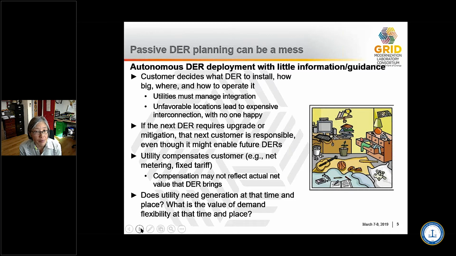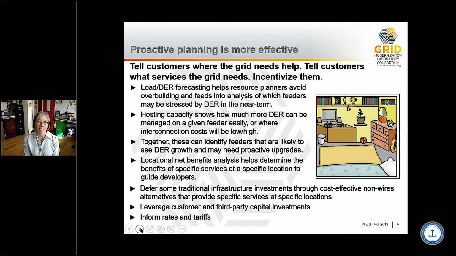Carrie, if you go to the next slide. So proactive planning is a way we can clean up this mess. So we can harness the significant services that DER provides that the grid needs at the right time, at the right location, and we can get third-party investment to do it. So how do we get to the point where we're providing information to customers about what the grid needs and where and when, and then incentivize that or somehow solicit their participation?